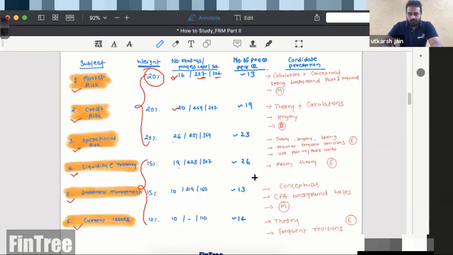If you can observe, there are certain pieces, for example investment management and market risk, and even current issues for that matter, where the number of pages you want to read per question is substantially lower. And for credit risk, operational risk, and liquidity risk, the size of material that you want to cover for a particular question is going to be substantially larger. I think this is something we should keep in mind when we are preparing a schedule for ourselves. I have already incorporated this. I'll show that to you.